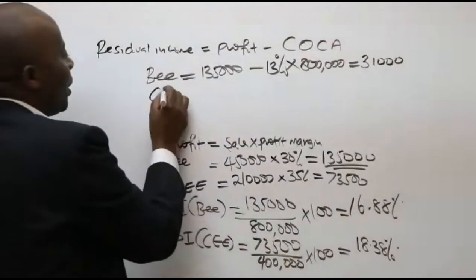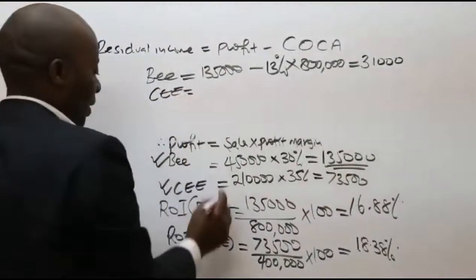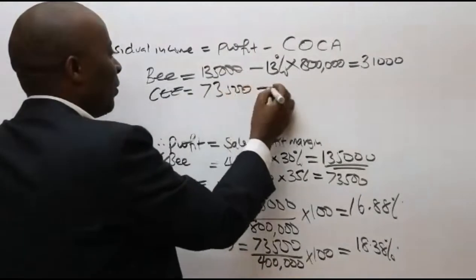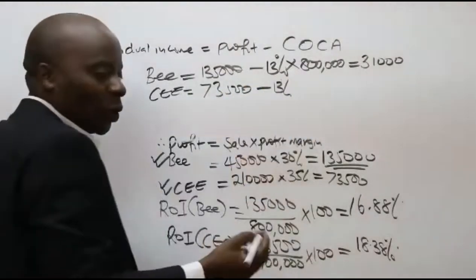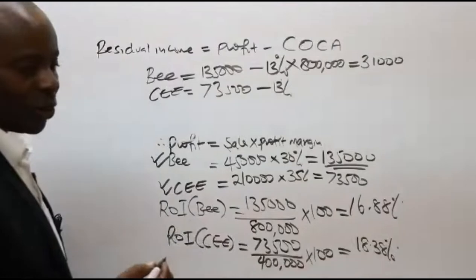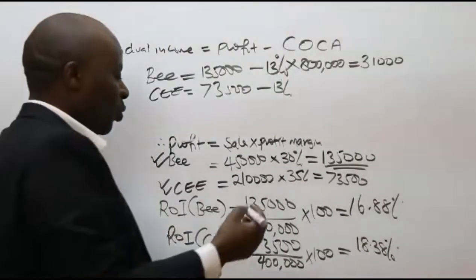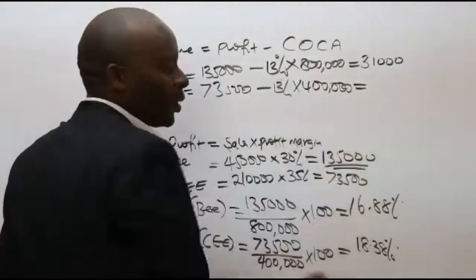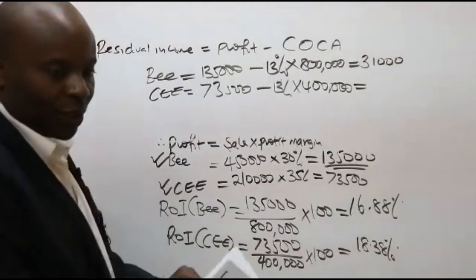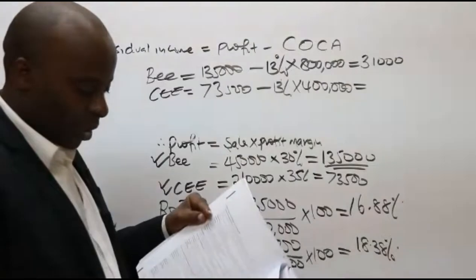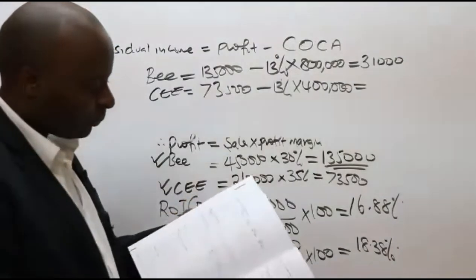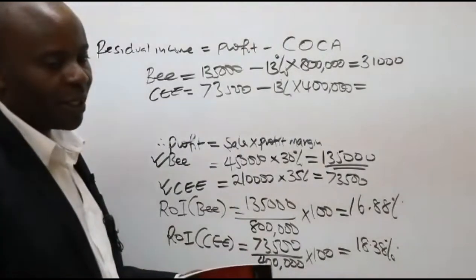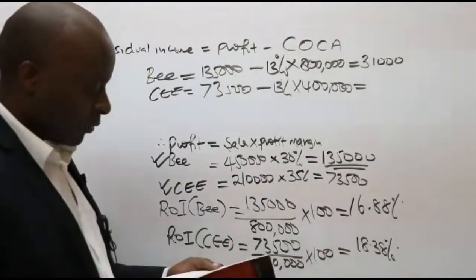And then now we have C, whose profit here is 73,500, minus the cost of capital, which cuts across at 13%. So 13% of what here? Of 400,000. Joyce, this is May 2018, question number 5. Thank you very much.